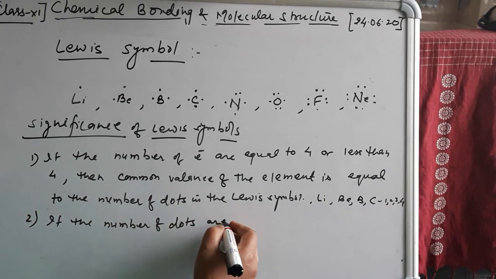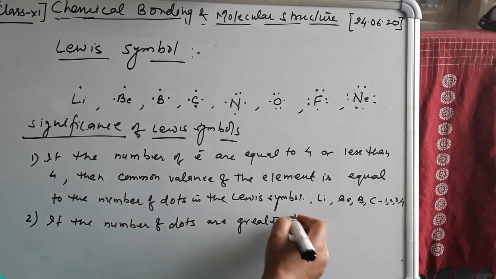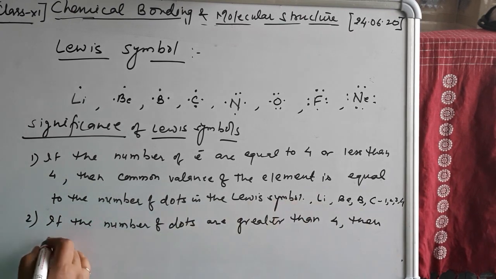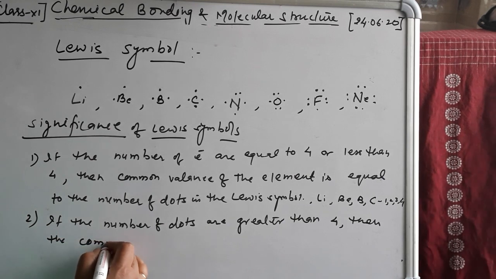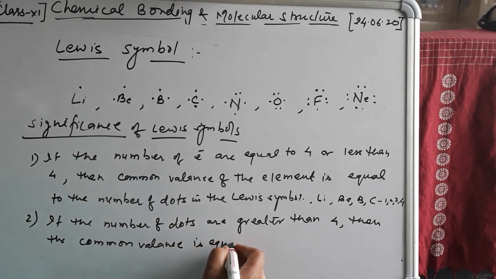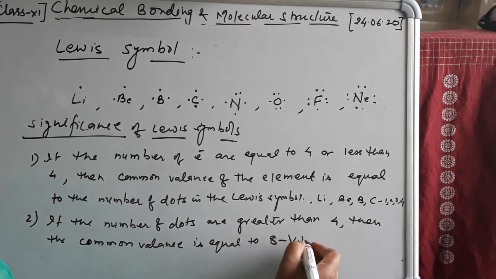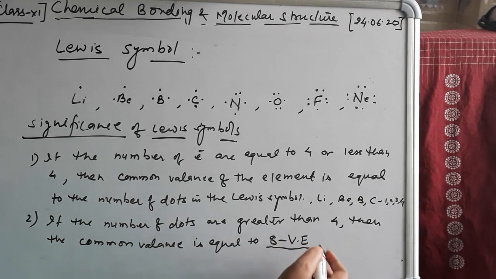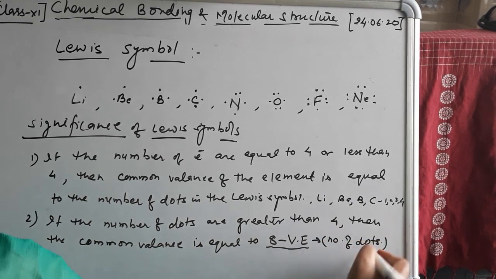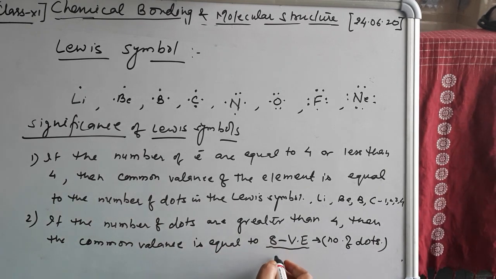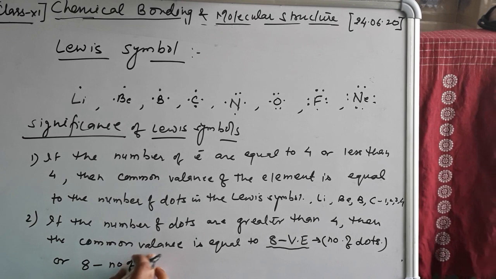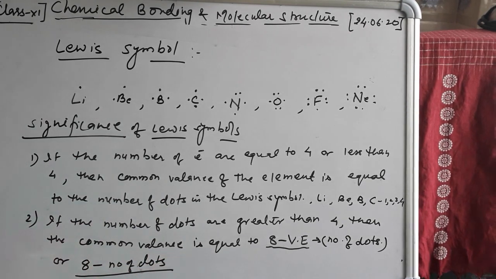If the number of dots is greater than 4, then the common valency is equal to 8 minus valence electrons. Or valence electron is what? Number of dots, because dots represent the valence electrons. Or we can say 8 minus number of dots.